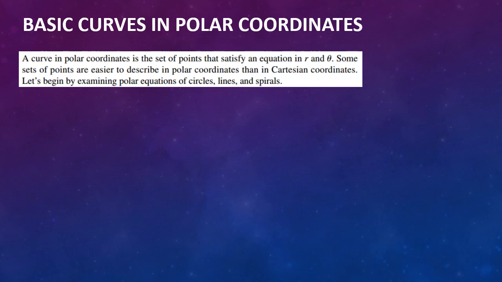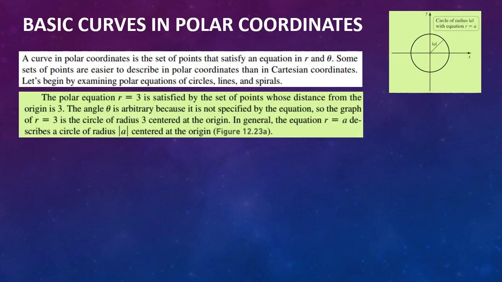Next, we're going to take a look at some basic curves in polar coordinates. A curve in polar coordinates is the set of points that satisfy an equation in r and theta. Just like in Cartesian, it's an equation in x and y. Some sets of points are easier to describe in polar coordinates than in Cartesian coordinates. We're going to begin by examining equations of circles, lines, and spirals.